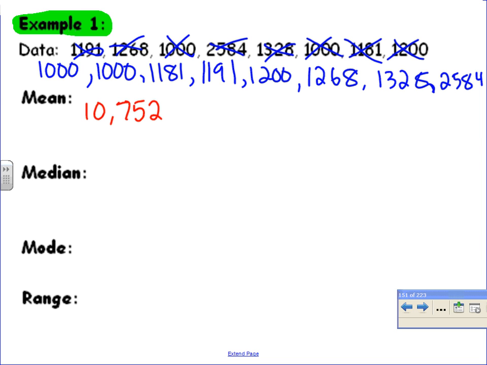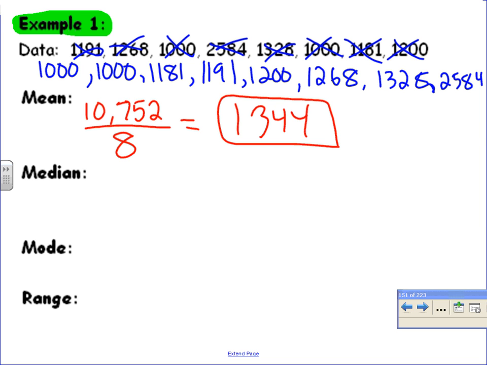What do we have to do with that number to find the mean? Good. How many numbers are there? Good. We are dividing by how many data points there are, or how many numbers there are. There are 8. So next step, go ahead and divide 10,752 by 8. Good job. So the mean of the data is 1,344.